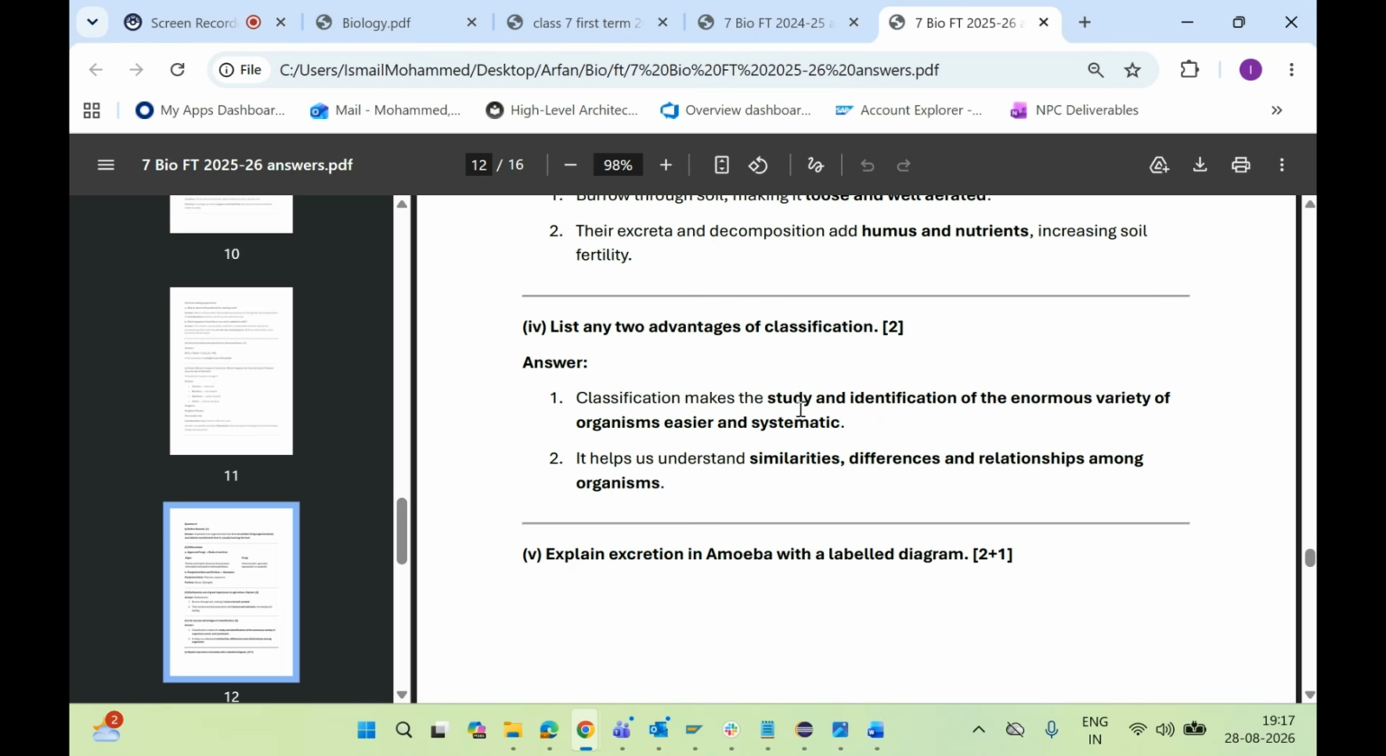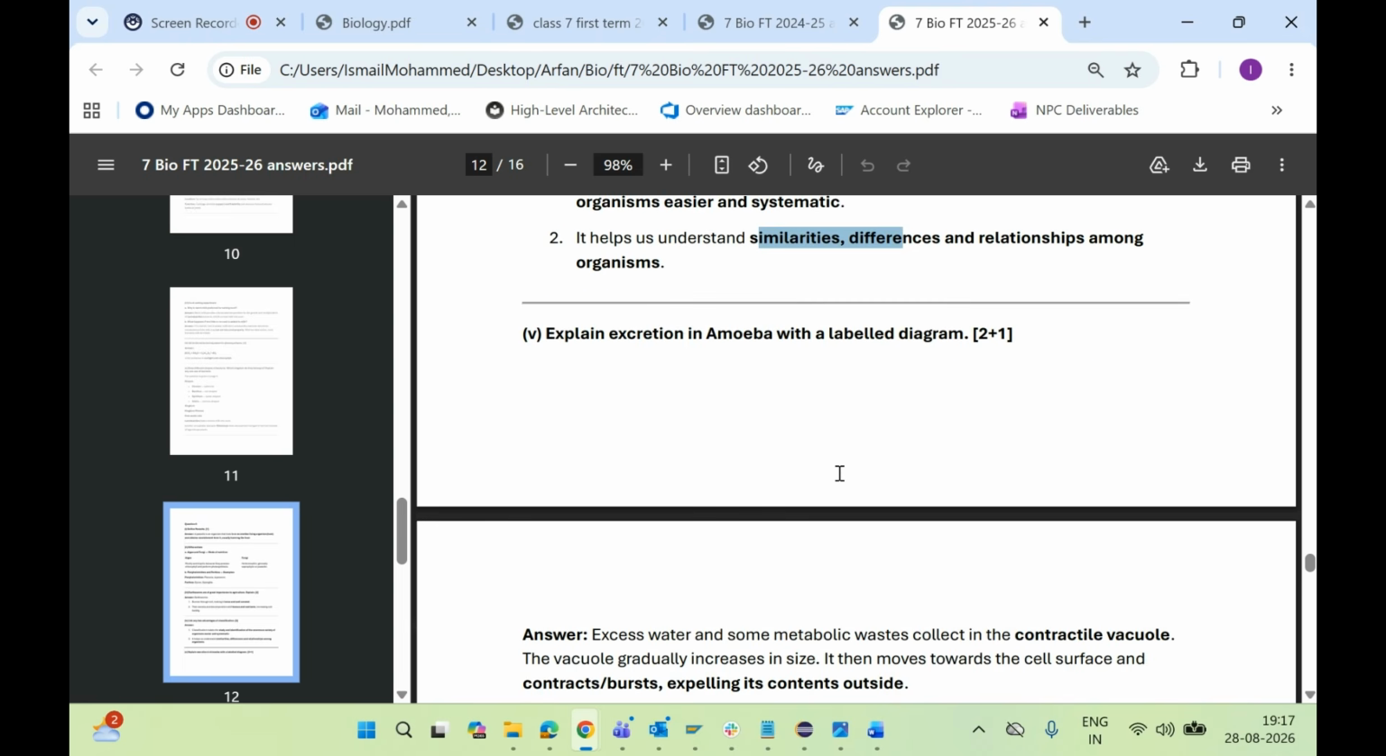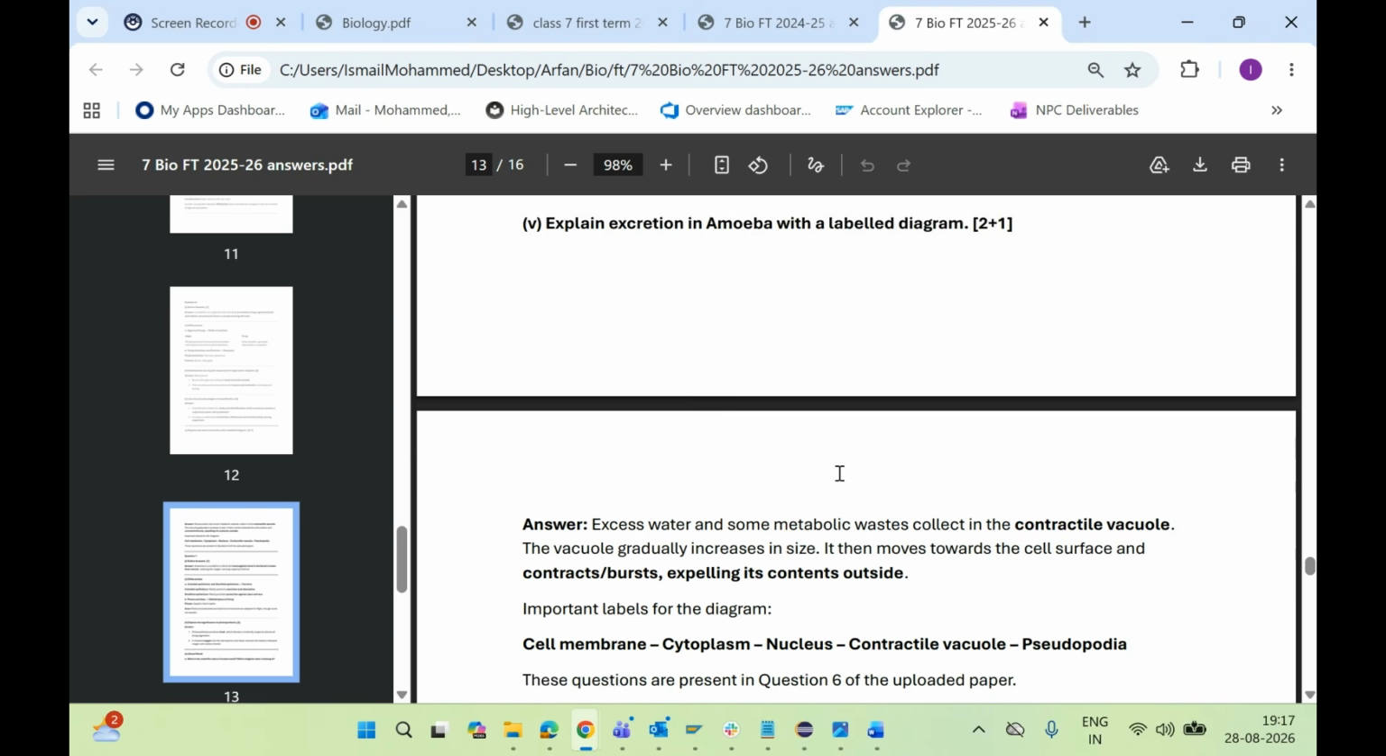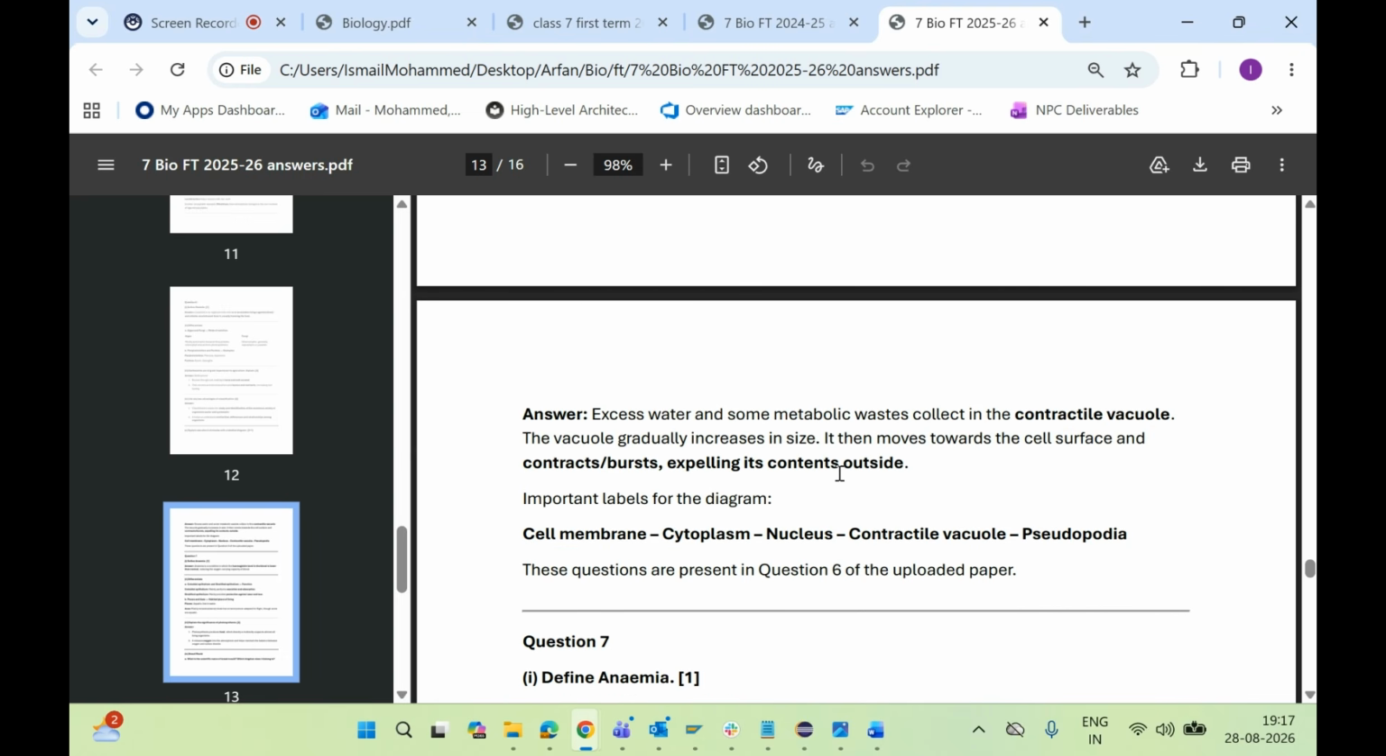These two advantages of classification. Classification makes the study and identification of organisms easier and systematic, and it helps to understand the differences, similarities and relationships among the organisms. Next, explain excretion in amoeba. So you have to draw the diagram and you have to explain this process.